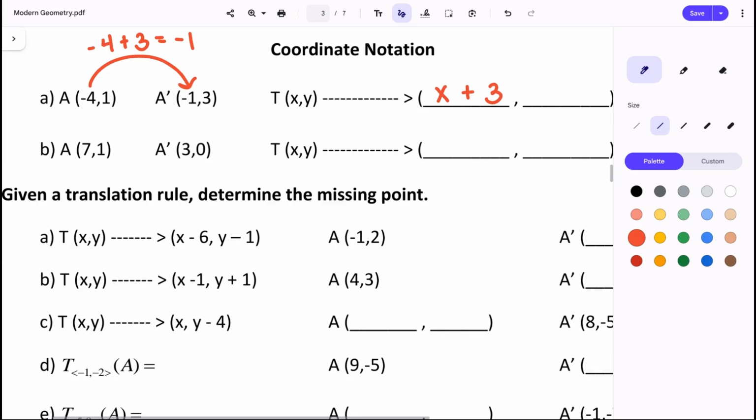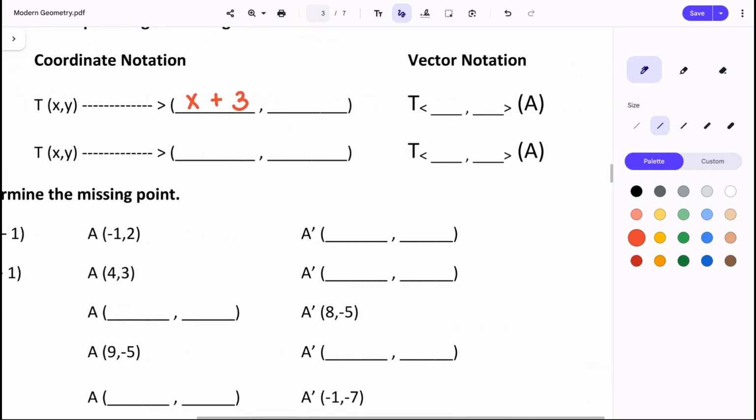Now today I've talked to you guys about vectors. So if you come over here to write your vector notation, all you have to do is take the number that you're impacting the letter with. So in this case, it's +3 because we're adding it. So I'm just going to write 3. And that's the only difference between coordinate rule notation and vector notation. Okay, now let's do the Y.